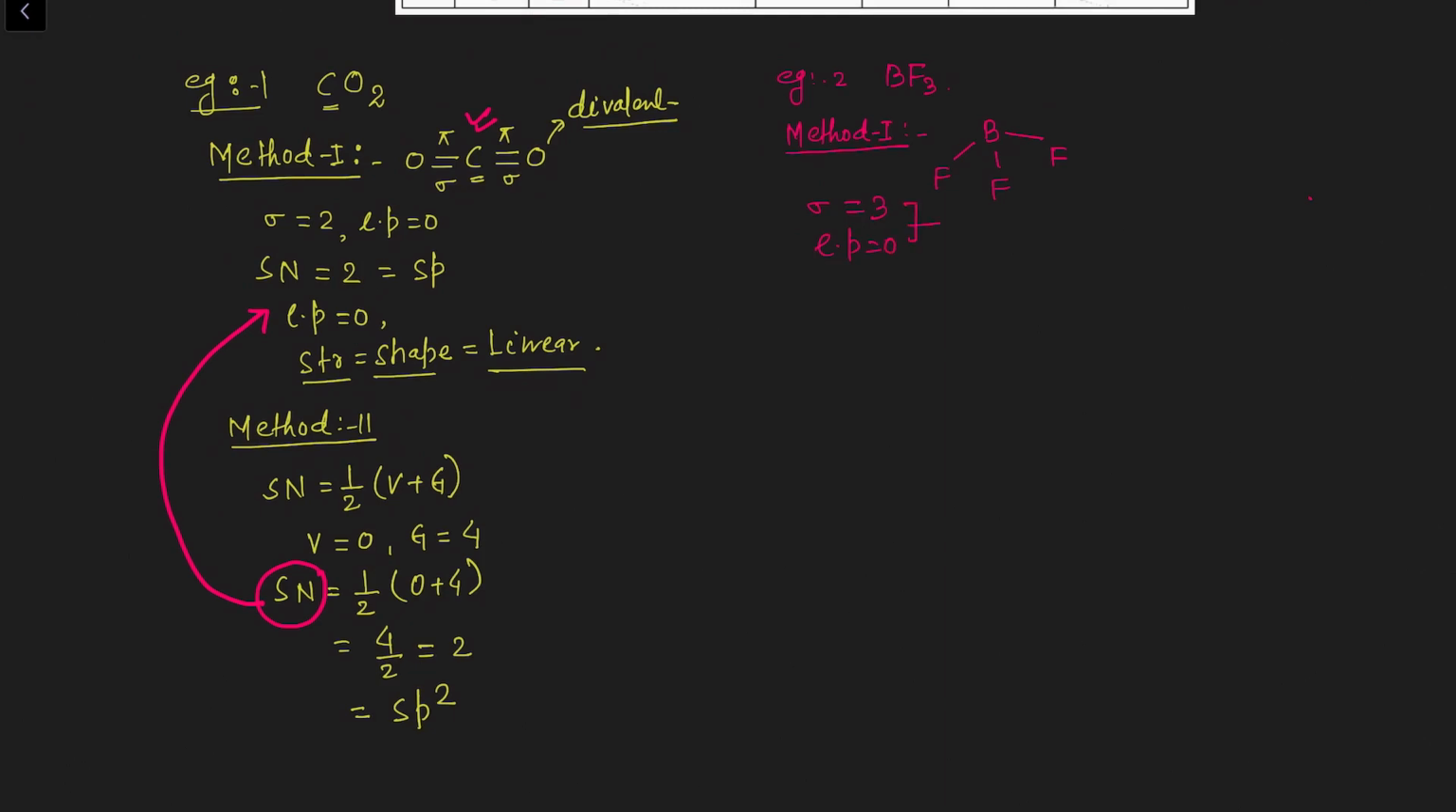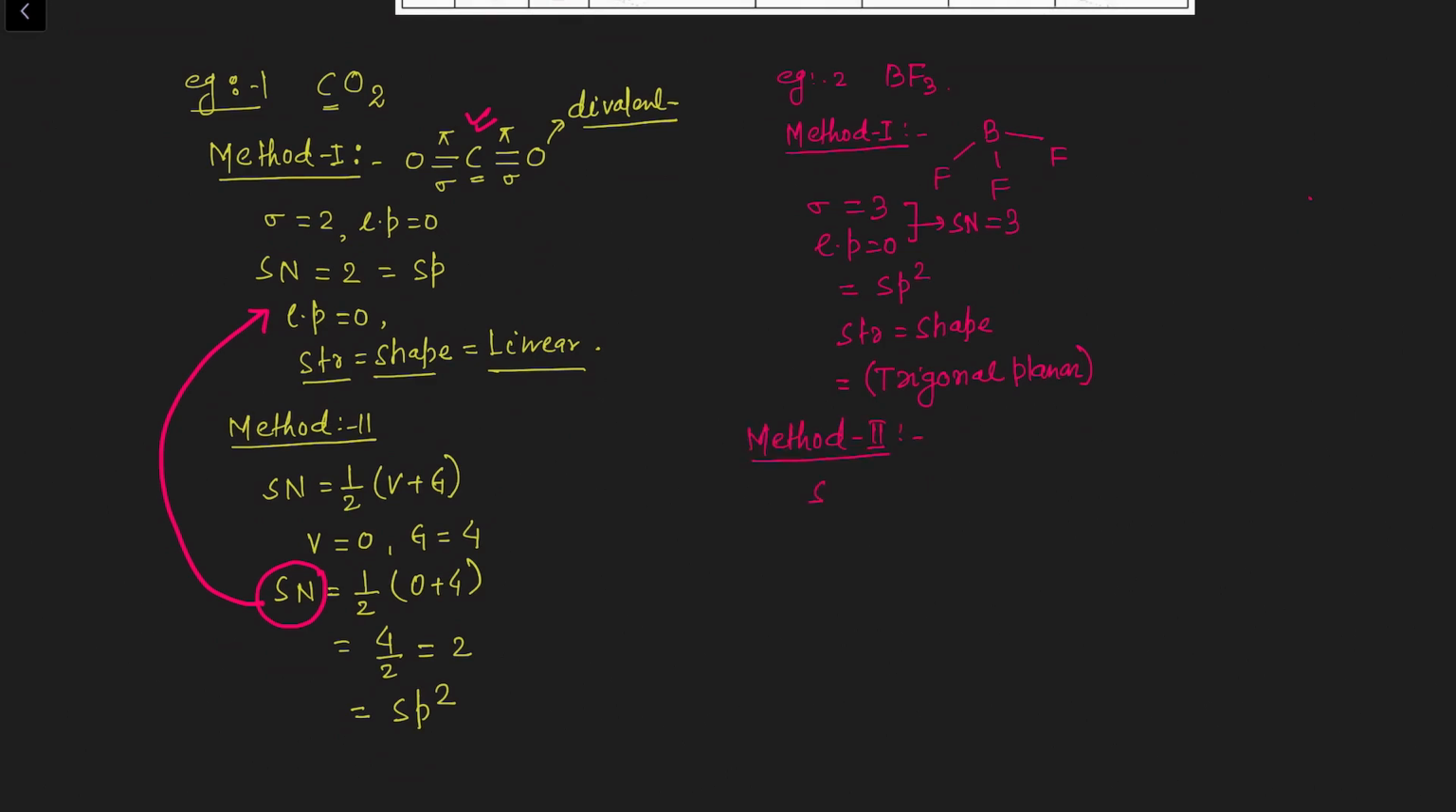So steric number will be what? 3. Meaning, hybridization is what? sp2. Now check, total lone pair of electron is 0. So structure and shape will be what? Equivalent. So what is the structure now? Trigonal planar.